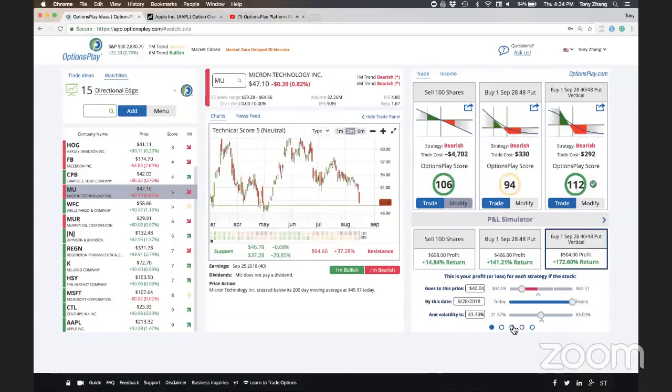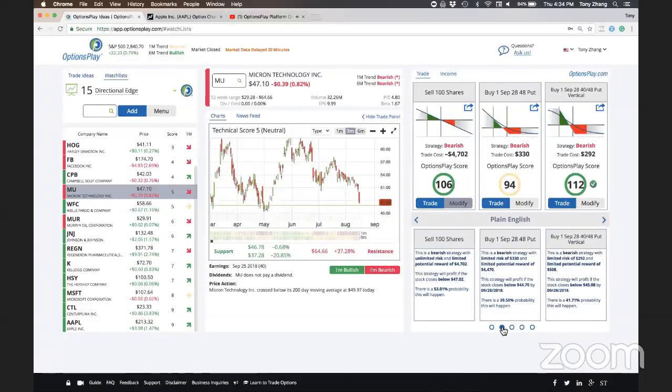So this is all designed to help you quickly identify starting points, giving you the tools so that you can see how each one of the strategies will perform. And we have other tools too, especially for those of you that are brand new, to understand more about these strategies.